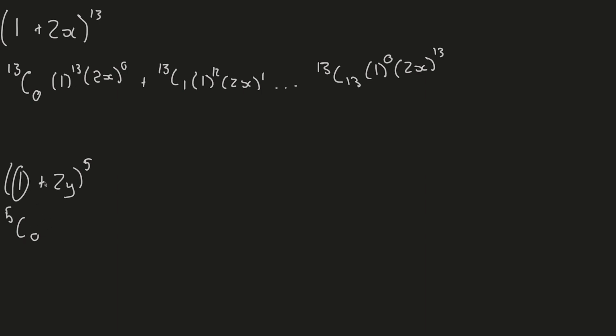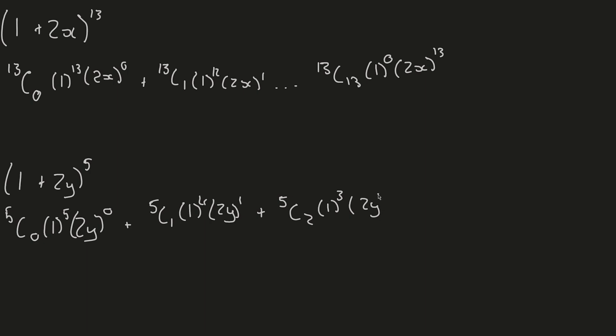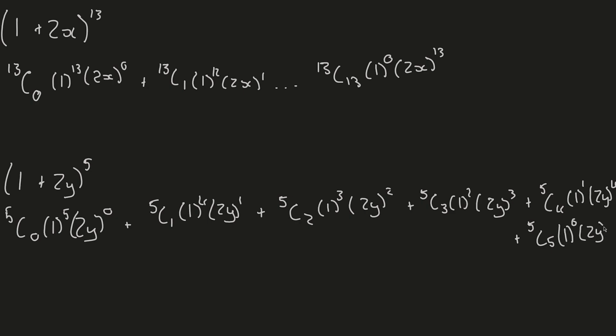Now, in the event that there's a 1 here, we can actually leave it out, because it can be carried forward. But just for explanation purposes, I will leave it in for now. So we'll go 1^5, (2y)^0, plus 5C1 times 1^4 times (2y)^1, plus 5C2 1^3 (2y)^2, plus 5C3 1^2 (2y)^3, plus 5C4 1^1 (2y)^4, and 5C5 1^0 (2y)^5.